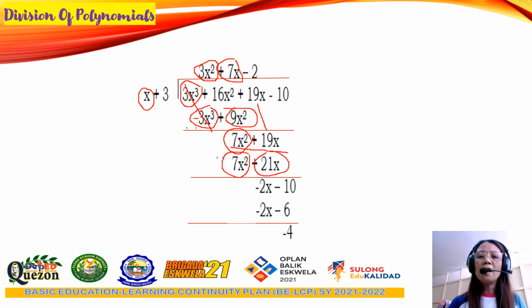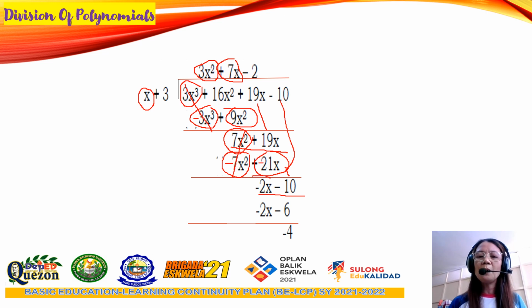Okay. Then, next, change the sign of the subtrahend. Papalitan natin. Cancel na ito ngayon. Different sign na uli sila. So, subtract 19 minus 21 is negative 2. Ito'y negative kasi mas malaki yung negative numerical coefficient natin. Then, copy the common variable x. Then, bring down the last term which is negative 10. So, meron tayo ngayong negative 2x minus 10.